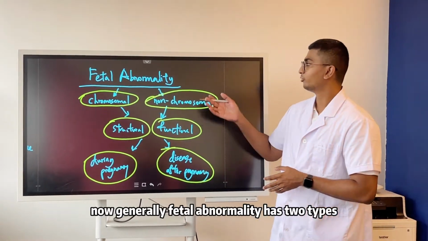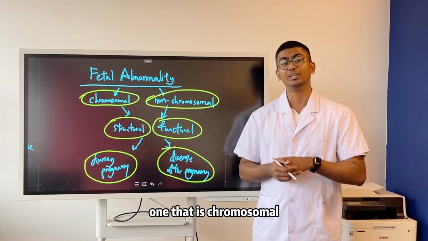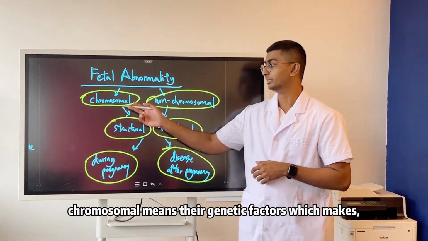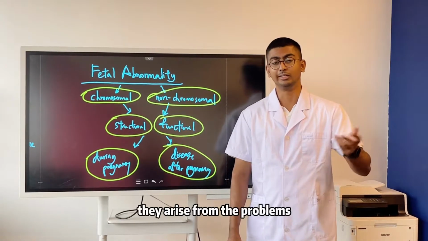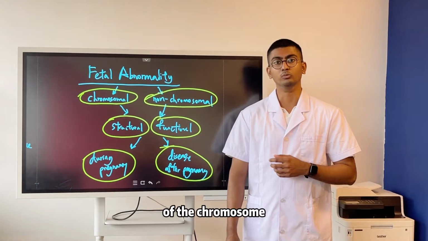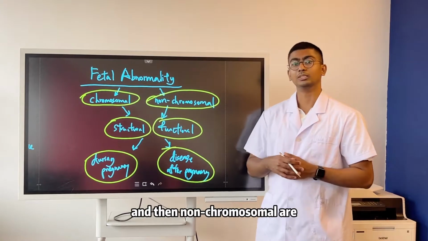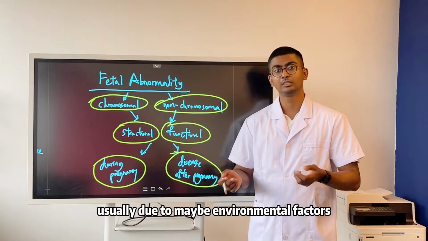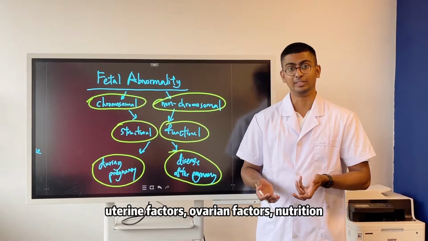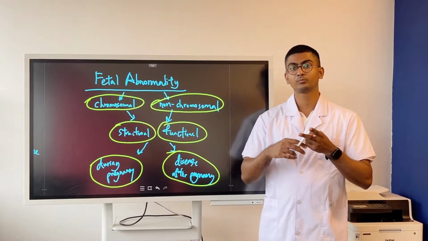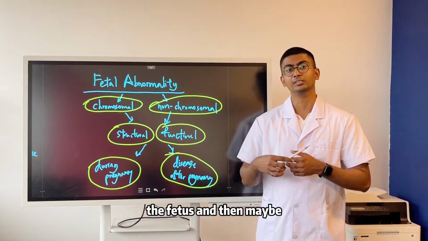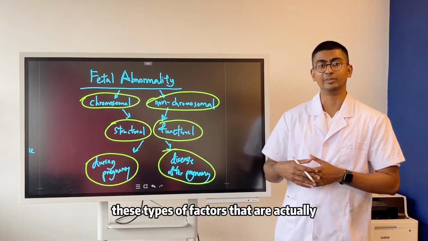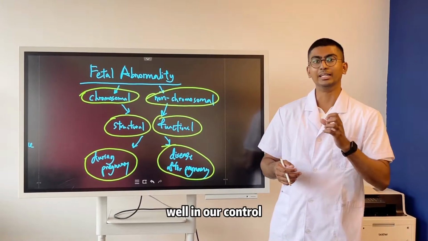Now generally, fetal abnormality has two types. One that is chromosomal, the others that are non-chromosomal. Chromosomal means they are genetic factors, which means they arise from problems with the chromosome. And then non-chromosomals are usually due to maybe environmental factors, uterine factors, ovarian factors, nutrition of the mother, of the fetus, and then maybe also an infection, these types of factors that are actually well in our control.